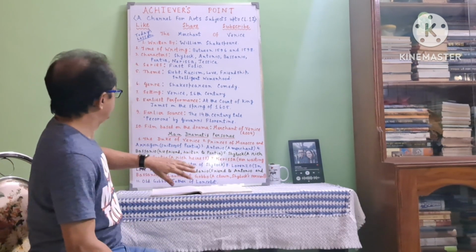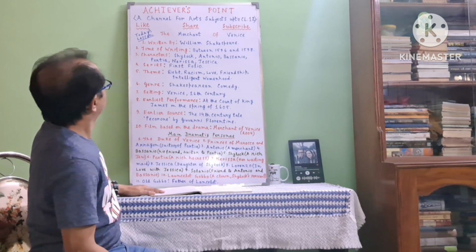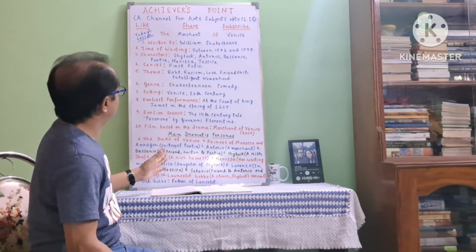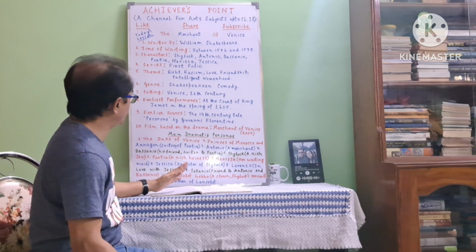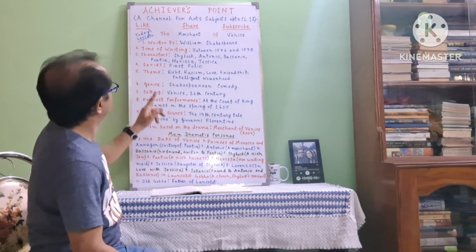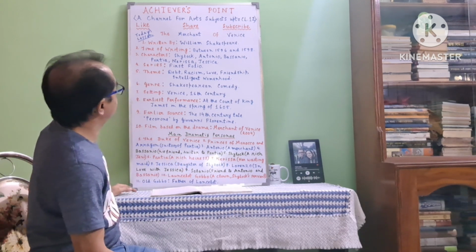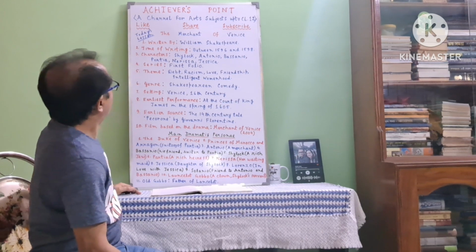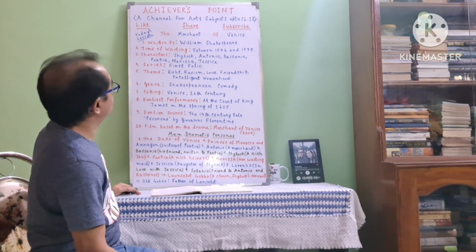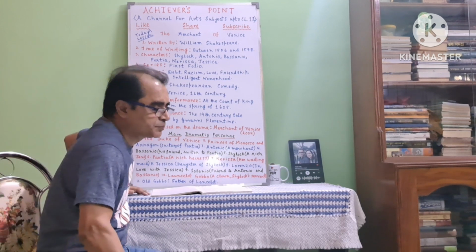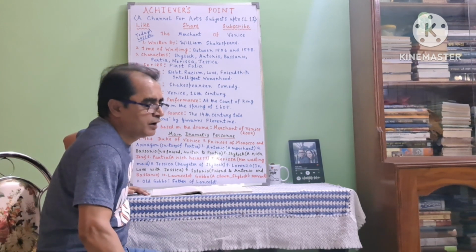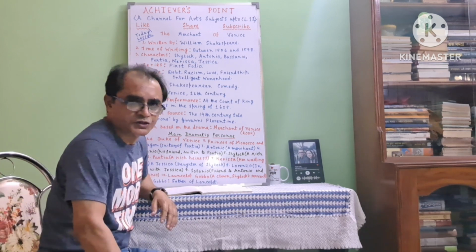So our subject today is the Merchant of Venice. First, I would like to tell you some description, some ideas about this drama. It was written by William Shakespeare, the famous dramatist. The time of writing is between 1596 and 1598. William Shakespeare was born in 1564 and he passed away at a very early age, 1616.